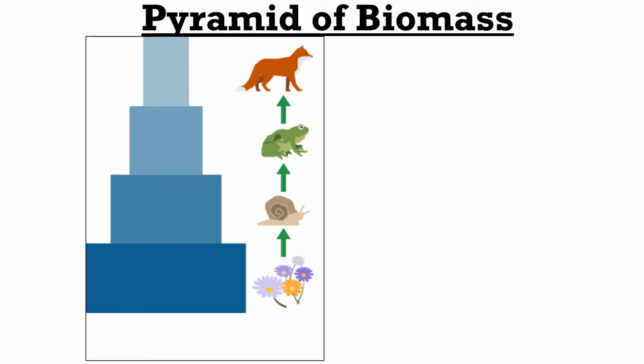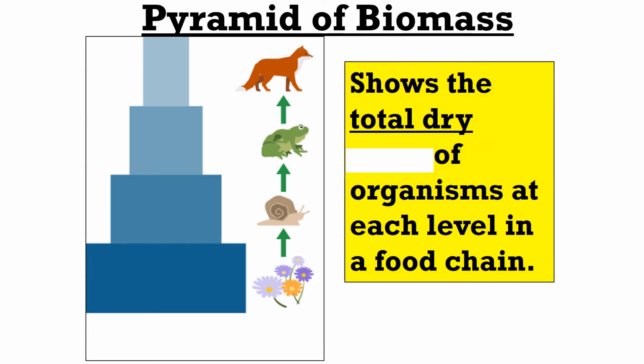Now I did say we were going to look at pyramids. So the first one is a pyramid of biomass, and biomass is simply, the clue's in the name, the total dry mass of organisms at each level in a food chain, and you can see it is that classic pyramid shape. So although you have larger organisms individually at the top end here, if you were to add them all up compared to the mass of flowers, it's going to be much lower. So the biomass gradually decreases.